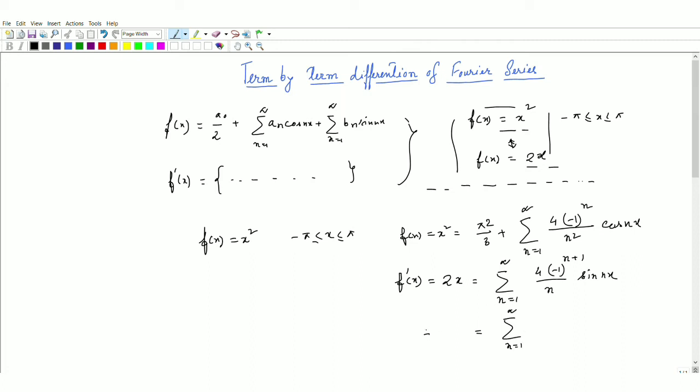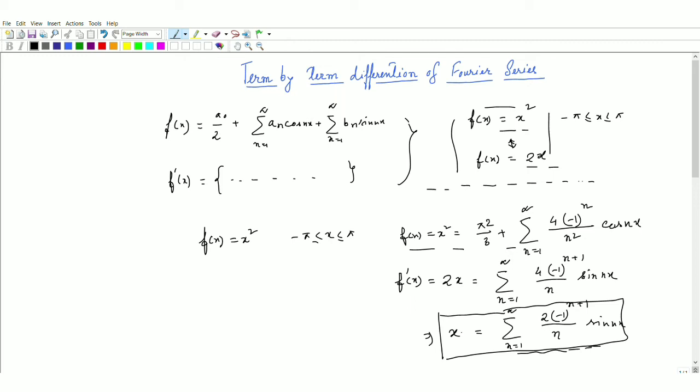So if you write x, this 2 will get cancelled. So here we get the sum of (2 times (-1) to the power n+1 over n) sin nx. You can obtain the Fourier series of x, and we know this is the Fourier series of x that I wrote earlier. Starting with the Fourier series of f(x) = x square, for this function we can obtain the Fourier series of x.